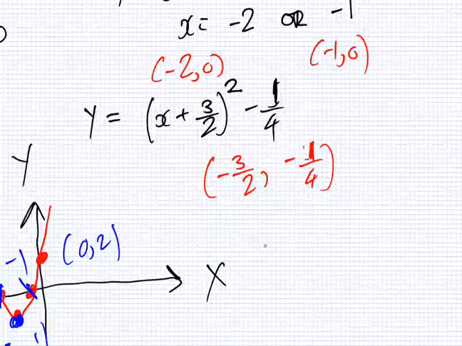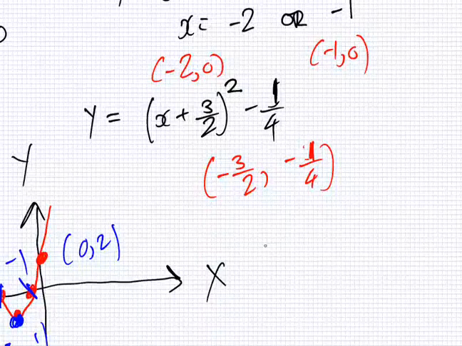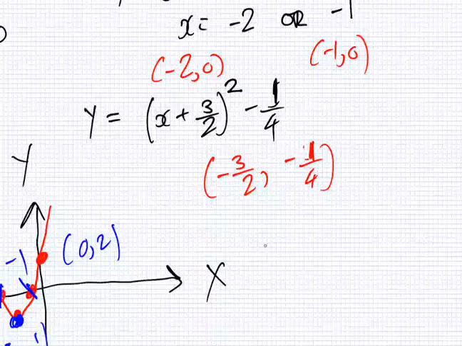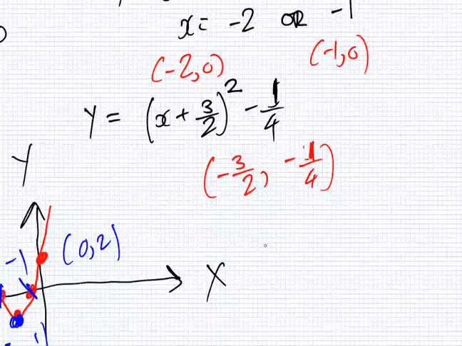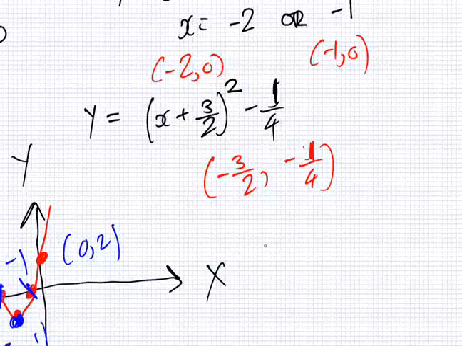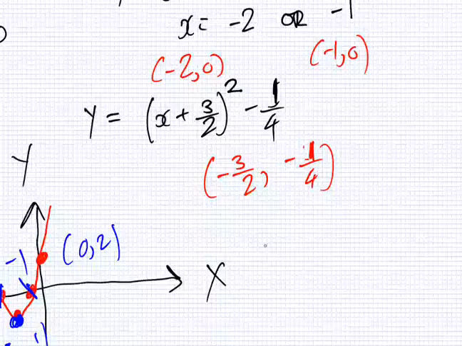X, Y. Okay, the first one, 0, 2, which can be like here. Next one, minus 2, 0, which can be like here. This one, minus 1, 0, which can be here. And then the last one would be like here. I know this is very, very ugly. So ugly. 0, 2. And then here, minus 2 and minus 1. And then down here, minus 3 over 2 and minus 1 over 4. Okay, don't do that in the exam. Do it nicer than that. But you get the idea. The graph is a little bit to the left.